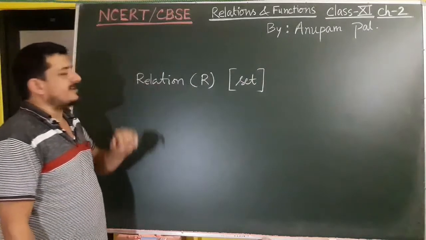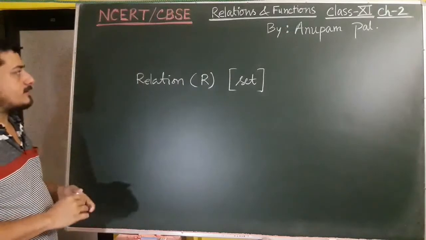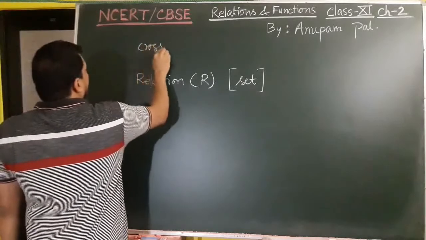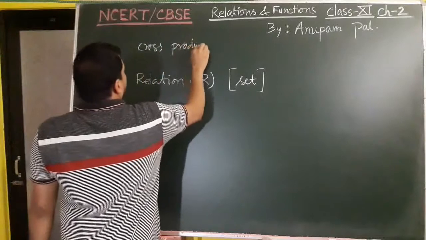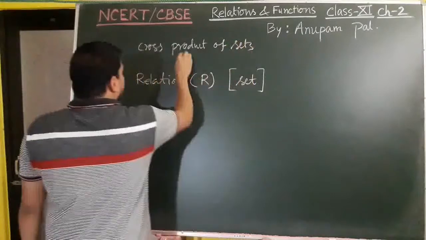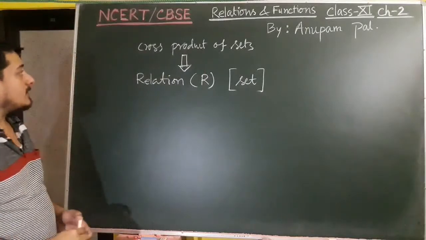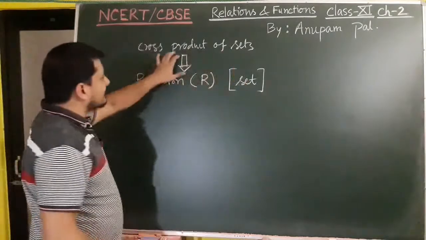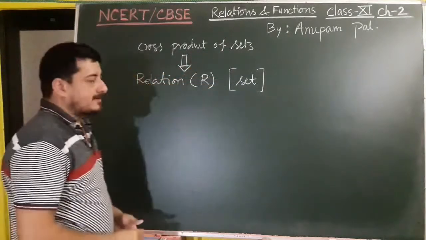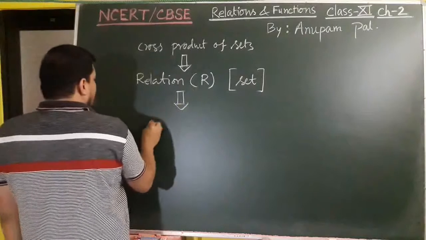So from where do we get a relation? Relation is derived from the cross product or Cartesian product of sets. So from the Cartesian product we get a relation. This cross product is a set actually. Cross product is also a set, and relation is also a set. And from relations we finally get something which is called a function.